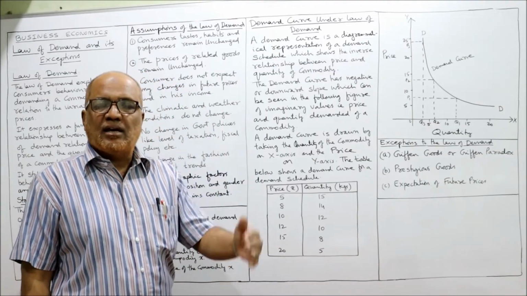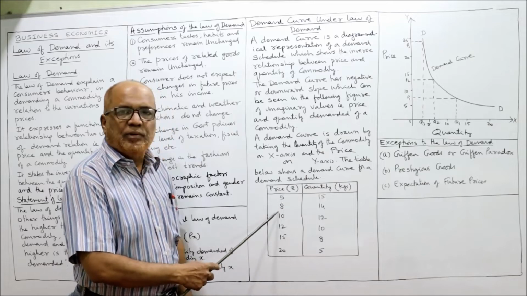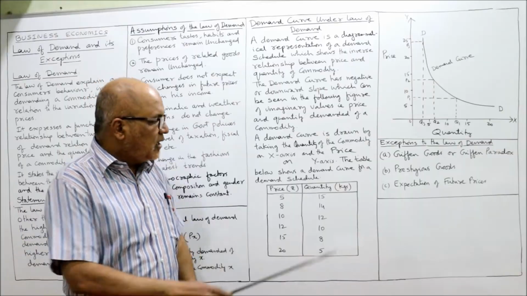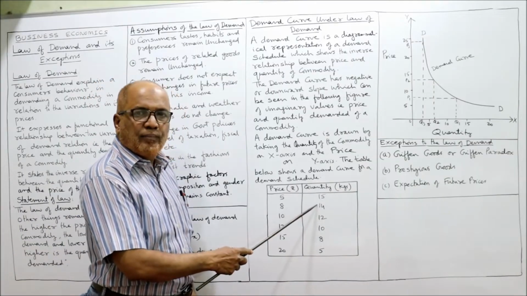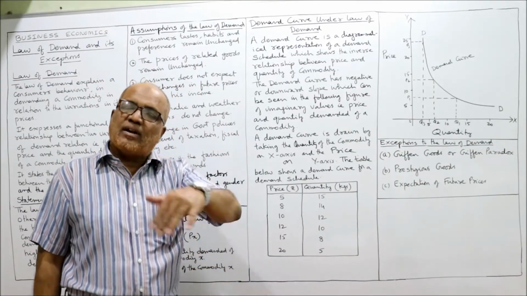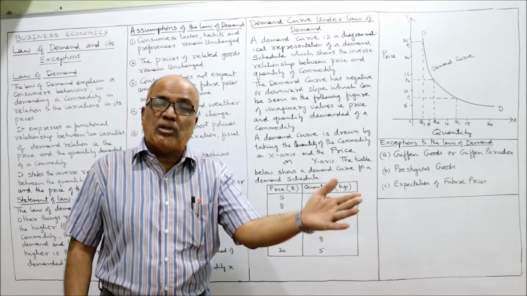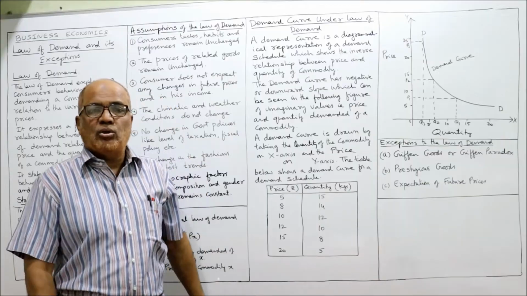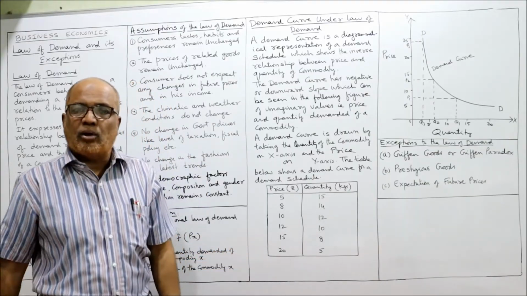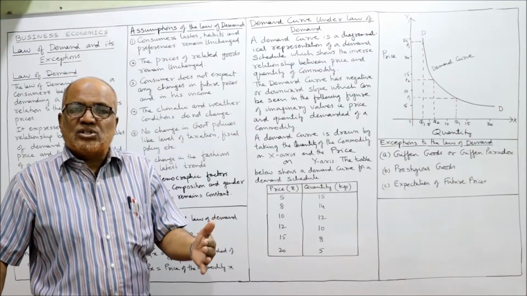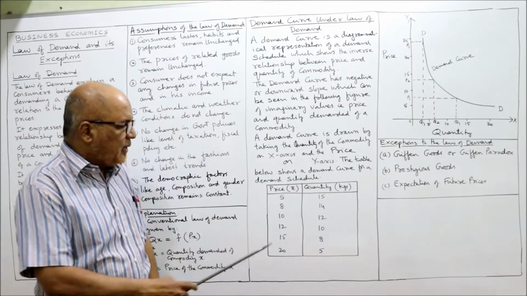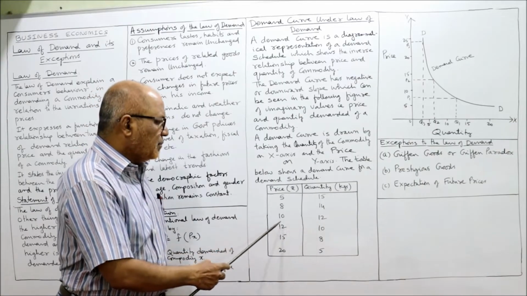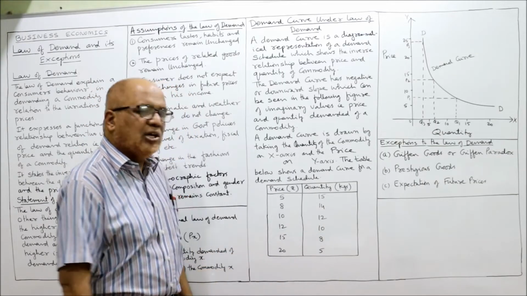Suppose the price increased from 5 rupees to 8 rupees. As the price increases, the demand should decrease. Here demand decreased from 15 to 14. Similarly, when price further increased from 8 rupees to 10 rupees, demand should decrease. So demand is decreasing from 14 to 12 kilogram. Further price increased from 10 rupees to 12 rupees, so demand decreased from 12 kilogram to 10 kilogram.